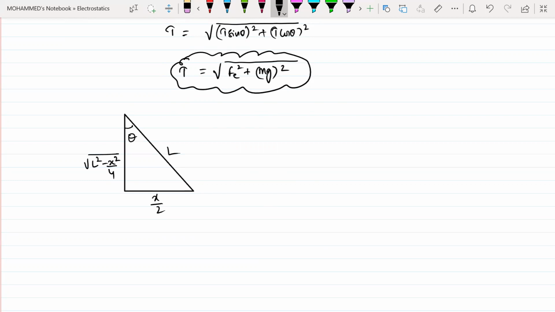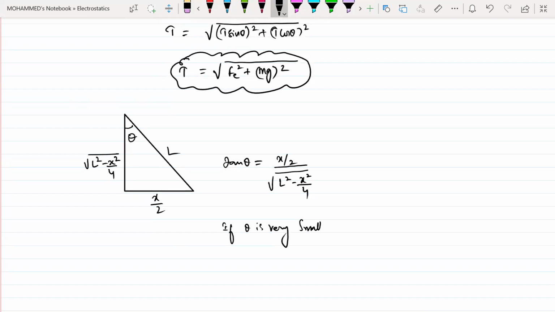Now from this figure I can write tan theta equal to x by 2 divided by the square root of L squared minus x squared divided by 4. Theta is very small.